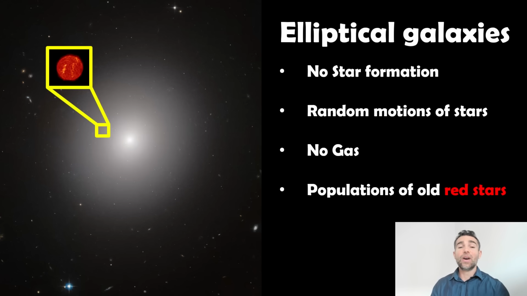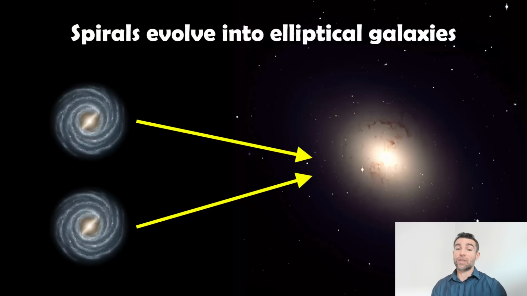And they obviously have older populations of red stars, which makes elliptical galaxies redder than spirals. Obviously they don't have spiral arms either. They're quite smooth in appearance as well. Smooth and symmetric. Now, it's thought that the spirals will generally evolve into ellipticals through some process.